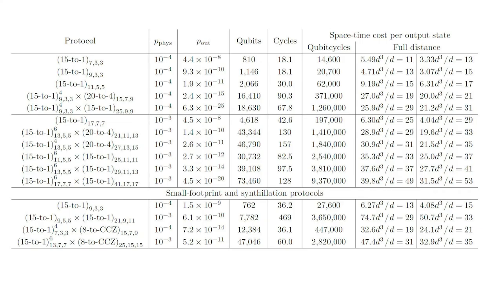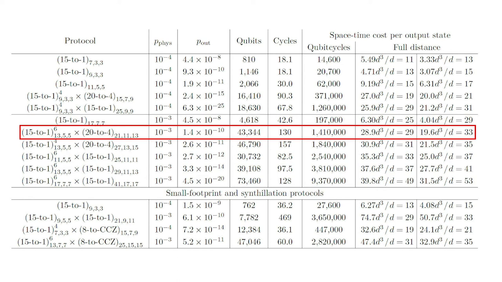So I have compiled this table with lots and lots of numbers. But the way you can read this table is the following. What this table tells you is that, for instance, there exists, in my rough estimate, which is not a rigorous simulation, a two-level protocol where on the first level you use 15 to 1, on the second level you use 20 to 4, and the 20 to 4 protocol is characterized by the distances 21, 11, and 13.